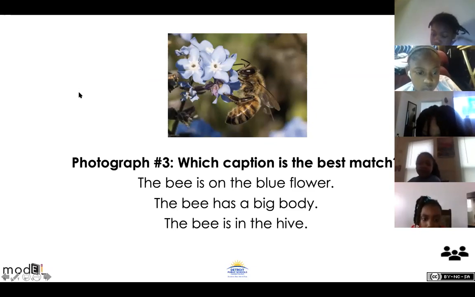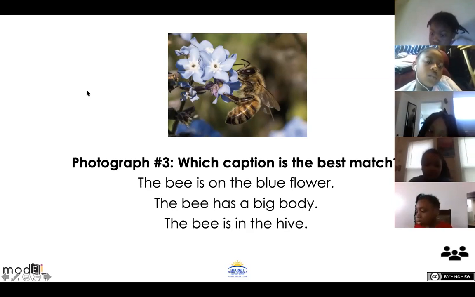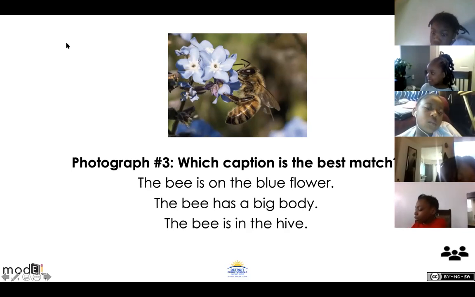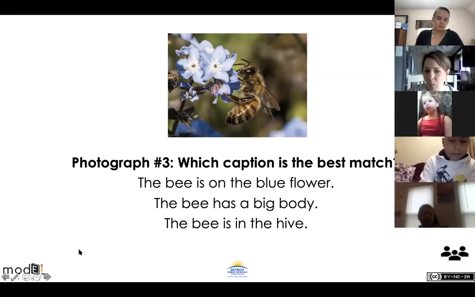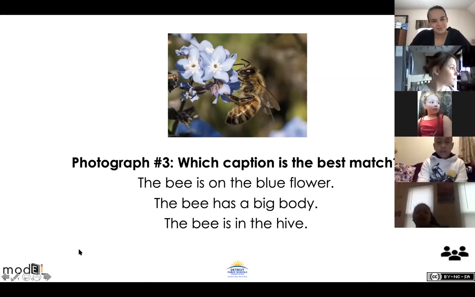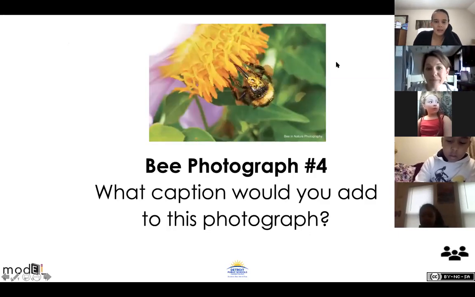Let's see, I want to call on Briella. Briella, what caption would you give to this photograph? The caption that I'll give to this photograph is that this bee is on a blue flower to get the nectar. Good. The bee is on the blue flower to drink the nectar. I like how you use some of the information that's there, and then you also added some more details. Good.